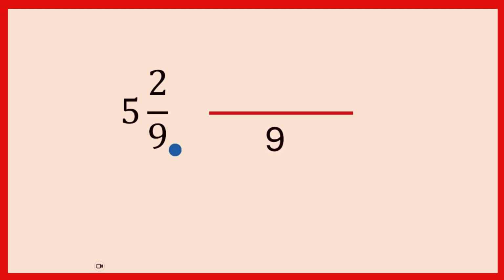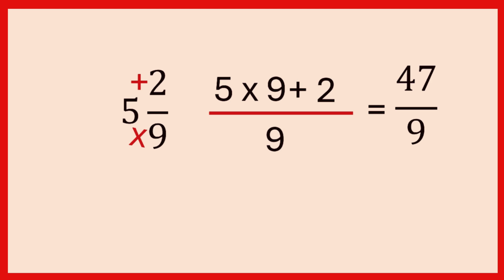So let's do another example. What is the first thing to do? You draw your fraction line. You keep your denominator, which is 9. Next, you multiply the whole number and the denominator. That is 5 times 9. You write it down, and then you add the numerator, plus 2. So 5 times 9 gives 45. 45 plus 2 gives 47 over 9.